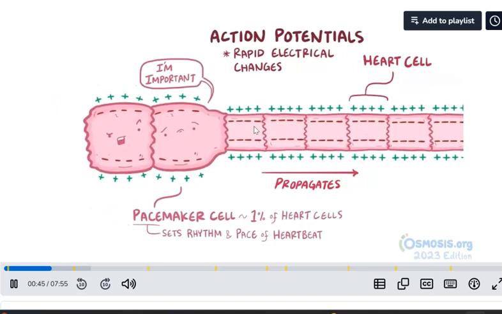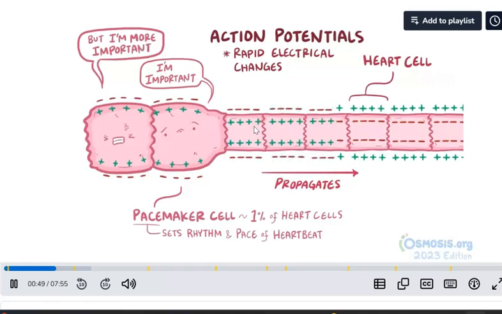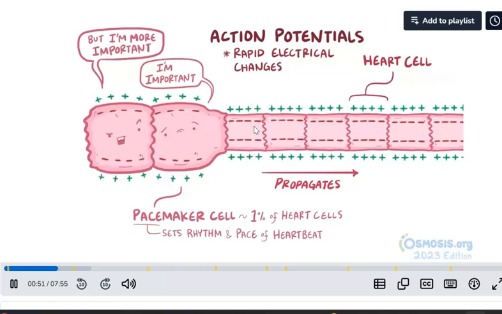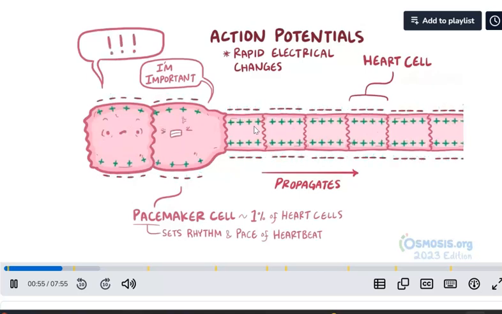Now, pacemaker cells can also listen to action potentials from other cells, which usually come from neighboring pacemaker cells. But if those signals don't come, then a pacemaker cell will simply launch its own, and that action potential will then spread around. This property of launching their own signals is called automaticity, and it's pretty easy to remember since it's got automatic right in it.